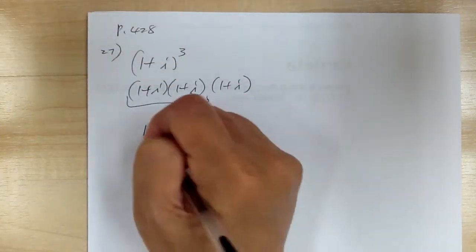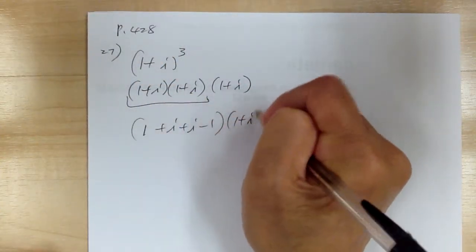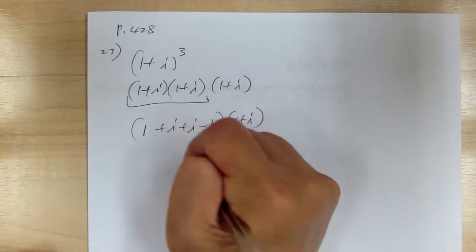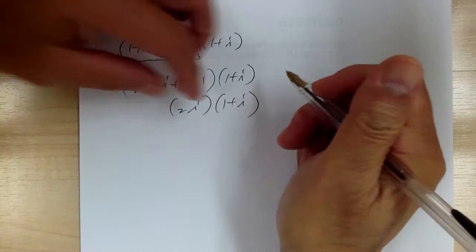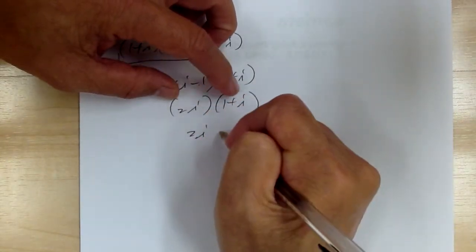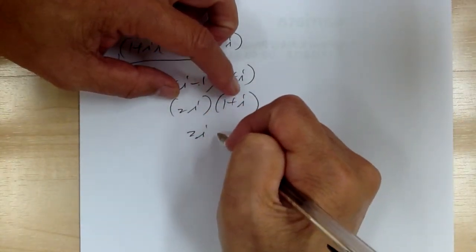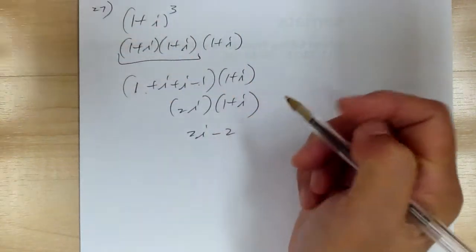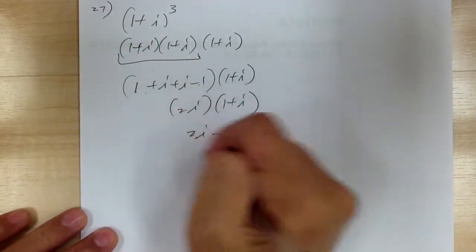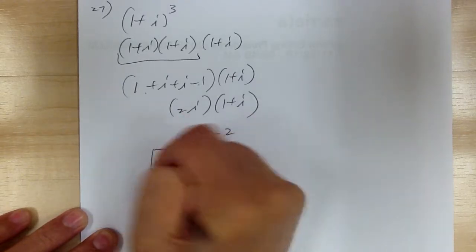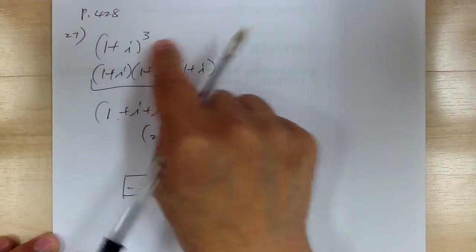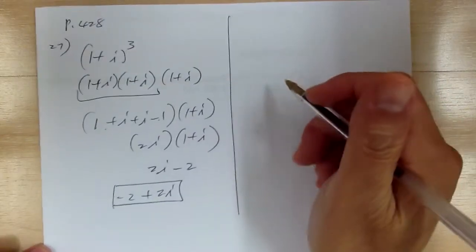minus 1. And so this will cancel, so you get 2i times 1 plus i. So when you distribute, you're going to get 2i. And this is going to be, so this will give you -2. Now you have to put it in the a plus bi form, so -2 plus 2i. So again, the higher the exponent, the more advantage you get using the polar method.